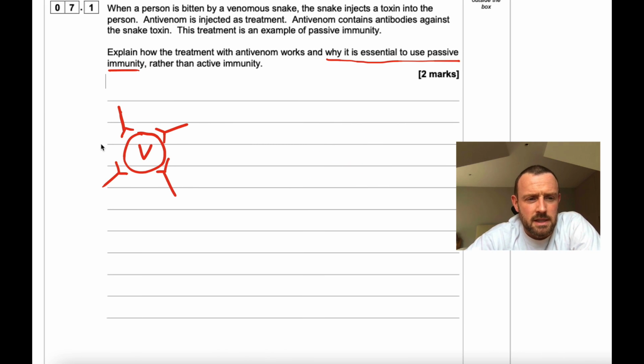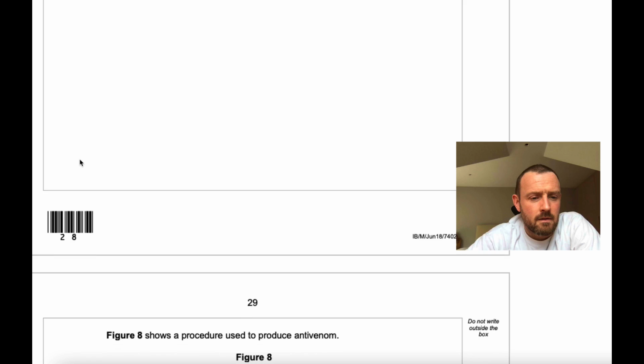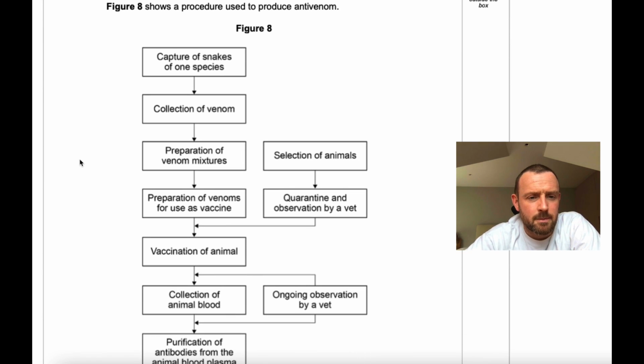Okay, let's keep going. Here's a procedure used to produce antivenom. You get the snake, you get the venom, use some snake milking, basically get them to bite a kind of cup, and the venom goes into the cup. The preparation of venom mixtures, preparation of venoms for use as vaccine. In a parallel stream, you get some animals and you quarantine them and observe by a vet. Often this could be a horse, by the way. And then you vaccinate the animal.